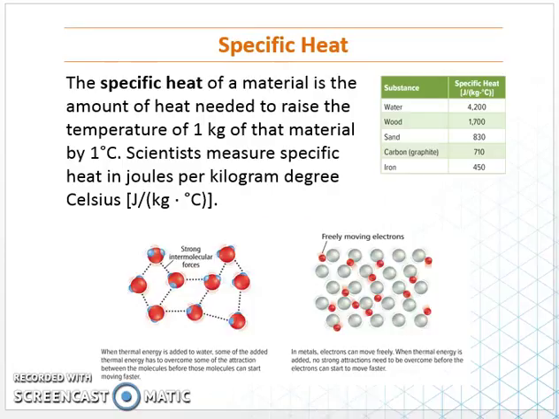The specific heat of a material is the amount of heat needed to raise the temperature of 1 kilogram of that material by 1 degree Celsius. Scientists measure specific heat in joules per kilogram degree Celsius. When thermal energy is added to water, some of the added thermal energy has to overcome some of the attraction between the molecules before those molecules can start moving faster. In metals, electrons can move freely. When thermal energy is added, no strong attractions need to be overcome for the electrons to start moving faster.